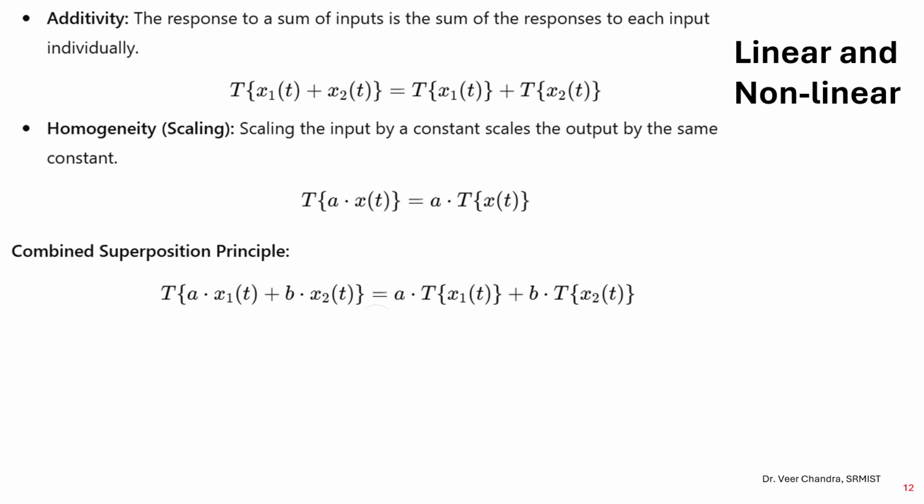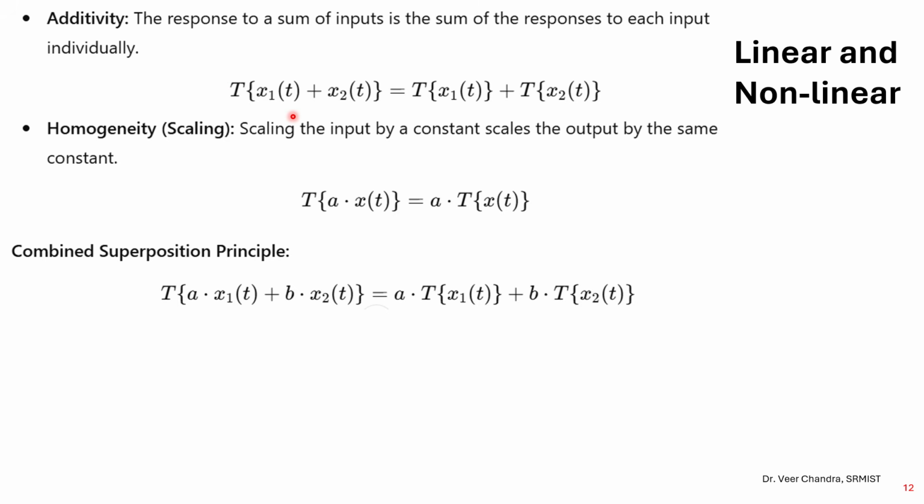Now let's take the types of systems. First, linear and non-linear. If your system follows the linearity properties, that is additivity, which means superposition, and homogeneity, which means scaling, right? If a system follows the superposition principle, that means it is linear. Otherwise, that system is an example of a non-linear system, right?